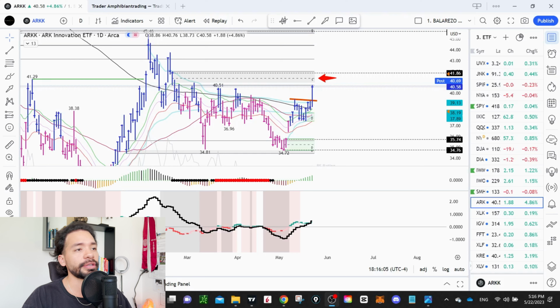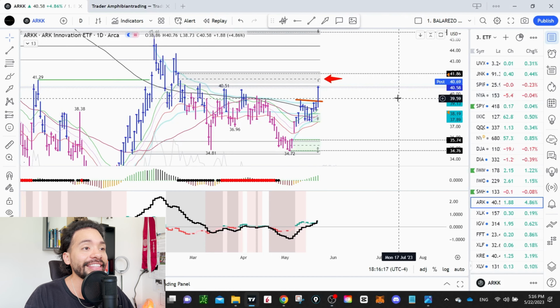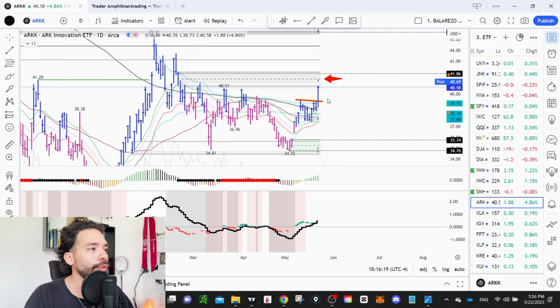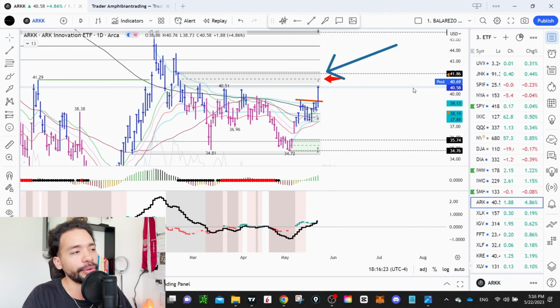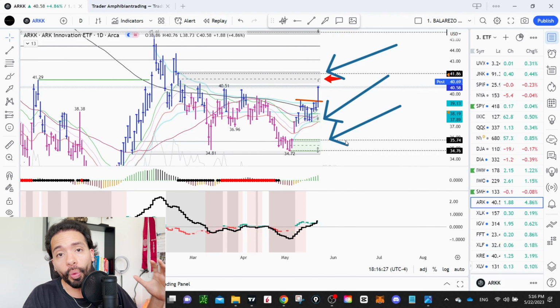First of all, guys, I just want to talk a little bit about something that I have been working on, something pretty incredible, and I'm going to show it to you right here in this chart for the ARK ETF. So right now you can see that I have these levels. I have the supply levels and I also have these demand levels. This is something that I have been working on for a while now.